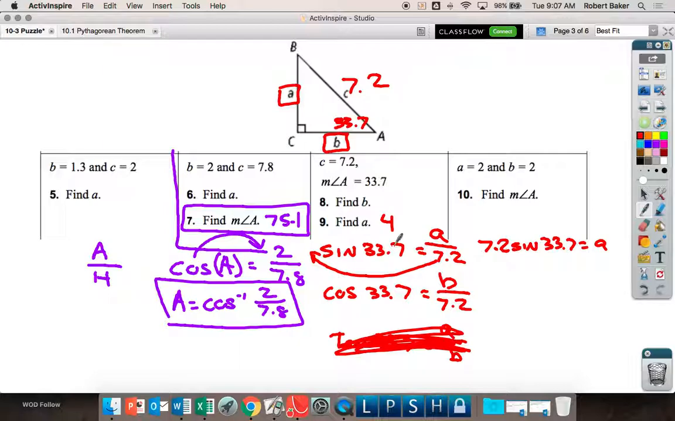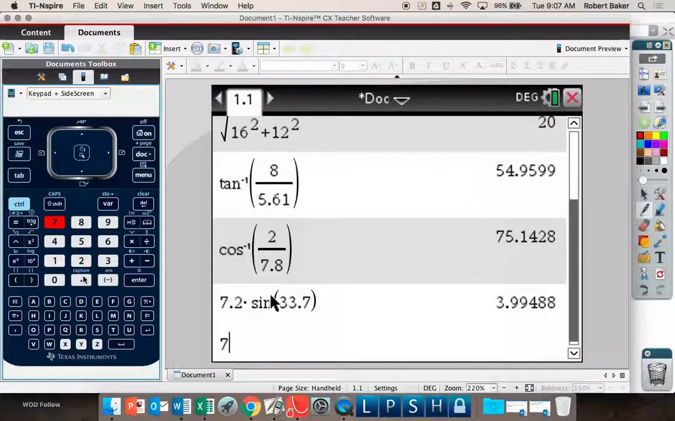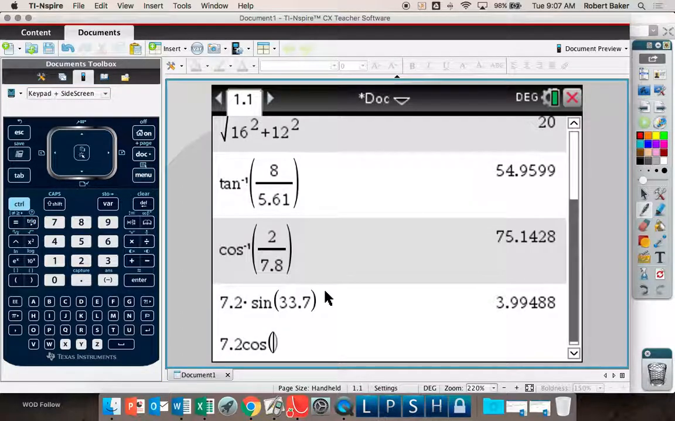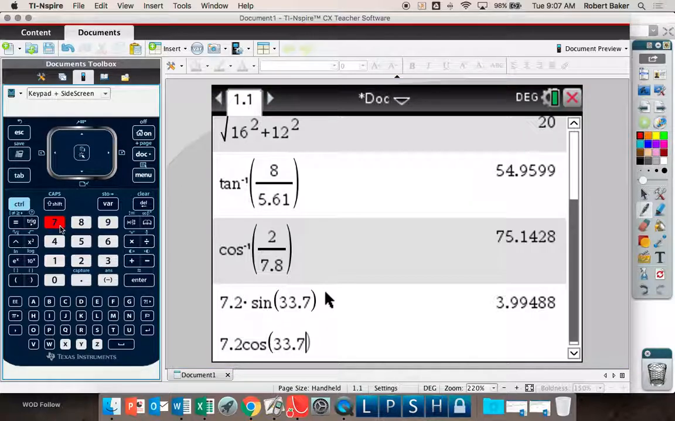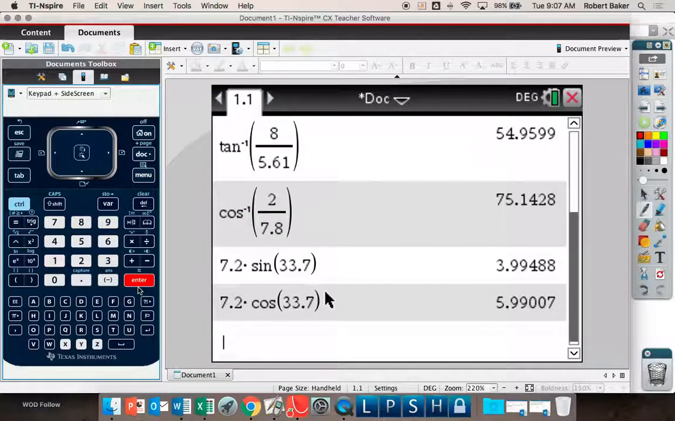Same thing for cosine. There is a number in the denominator. That number will travel to the front of the expression. Thank you. I'll get a few bless yous on the YouTube video too. 7.2 cosine of 33.7 equals B. Go back to my calculator, type in the same thing with cosine now. 7.2 cosine of 33.7. 6.